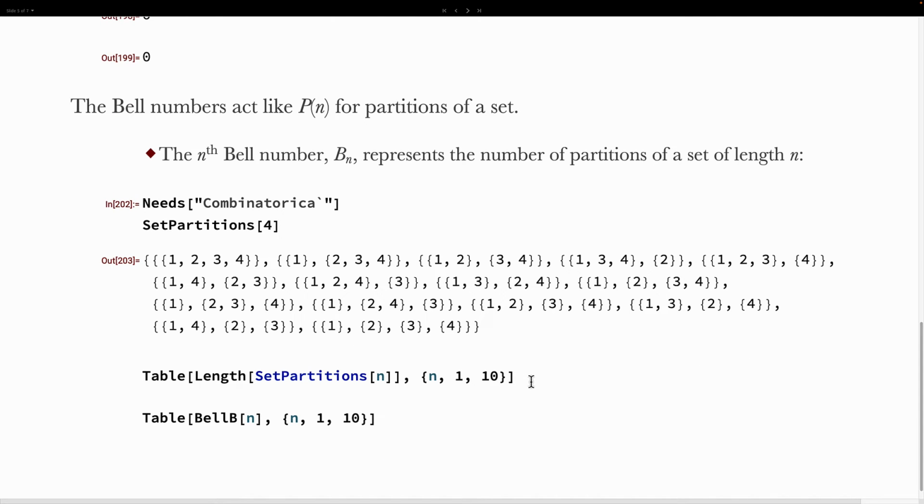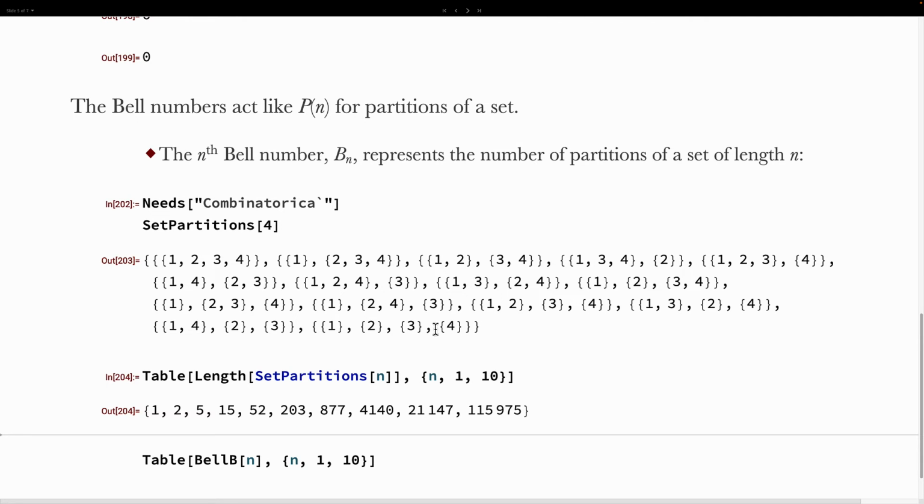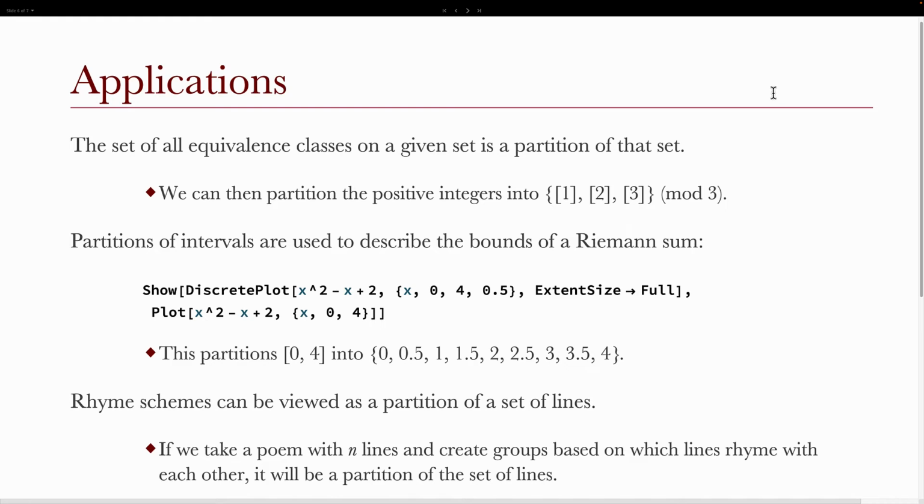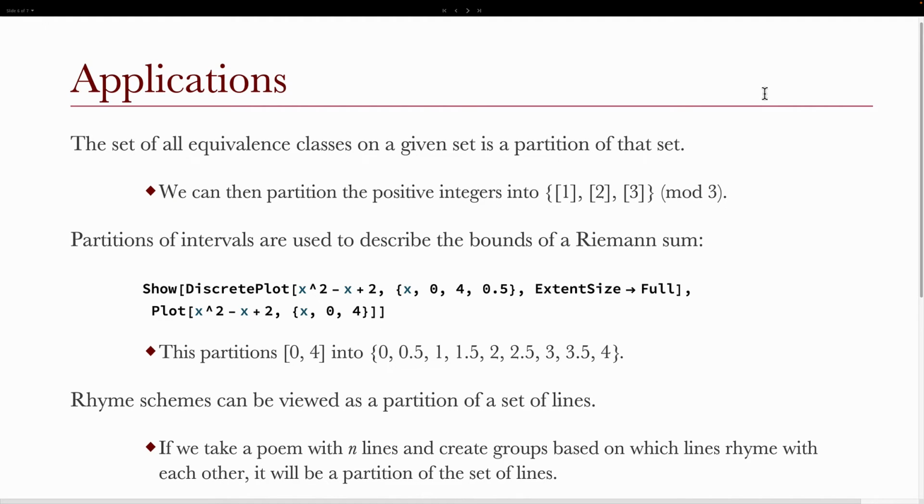Now if we take the length of this as n goes from 1 to 10, we get 1, 2, 5, 15, 52, 203, 877, 4140, and so on and so forth. Now if we use the function BellB[n] in the Wolfram language to write out the first 10 Bell numbers, we see that it gives us the same sequence, which shows us where the motivation for Bell numbers comes from.